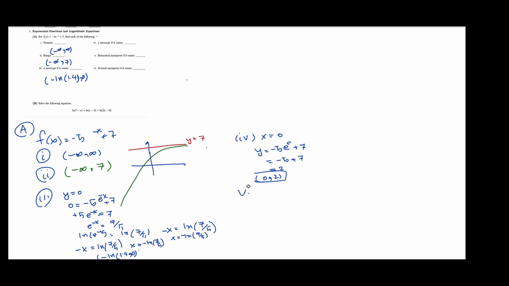Now, what are the horizontal asymptotes? We accidentally actually solved that already. As x goes toward the positive infinity, e to the power negative x goes to 0, and therefore the entire thing approaches 7. So this is the horizontal asymptote. And the last part of part A is asking what are the vertical asymptotes, and there is no vertical asymptote for exponential functions, so none.